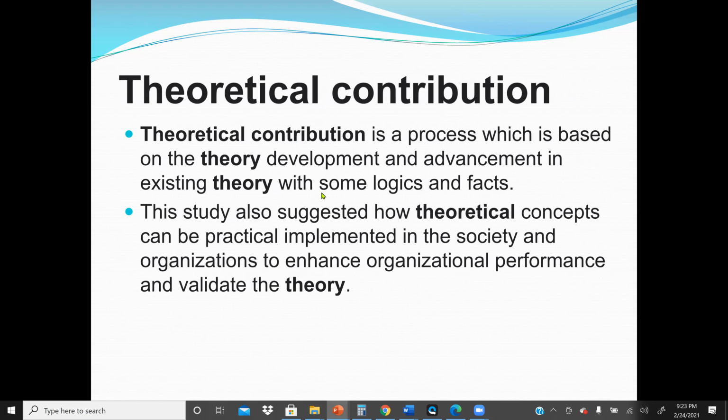Theoretical contribution is a process based on theory development and advancement of existing theory with some logic and facts. These studies also suggest how theoretical concepts can be practically implemented in society and organizations to enhance organizational performance and validate the theory.